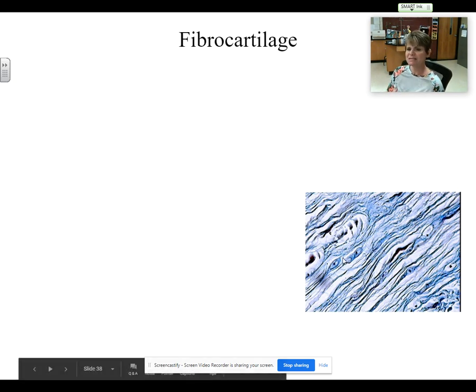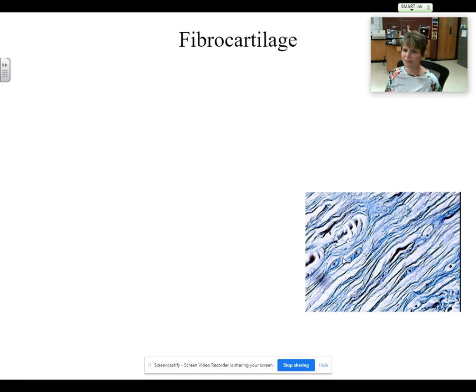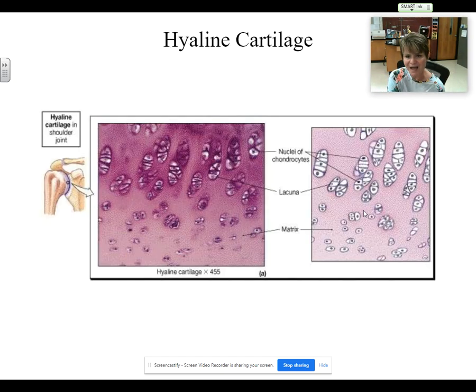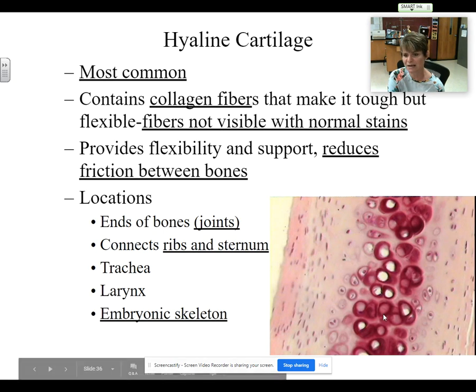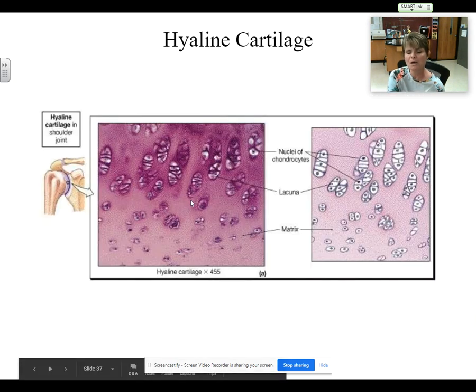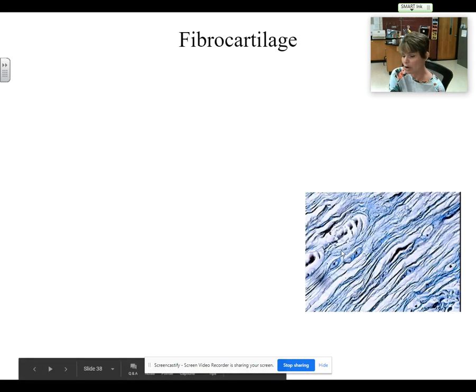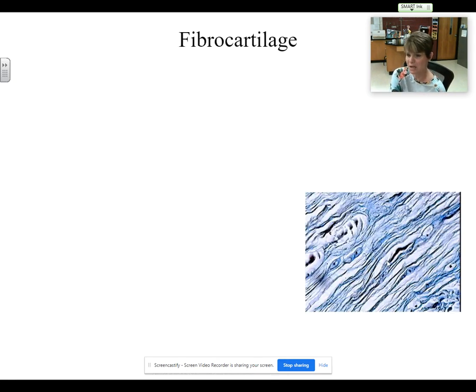So the big difference between hyaline cartilage and fibrocartilage is that fibrocartilage has lots of collagen fibers and we can see them. And number two, it has fewer chondrocytes. So it just has chondrocytes kind of scattered around. Whereas if you remember when we go back and look at the hyaline cartilage, you can see lots of cells in lacuna. You can see them there. With the fibrocartilage, you don't see as many cells. There's fewer cells and a lot more fibers.